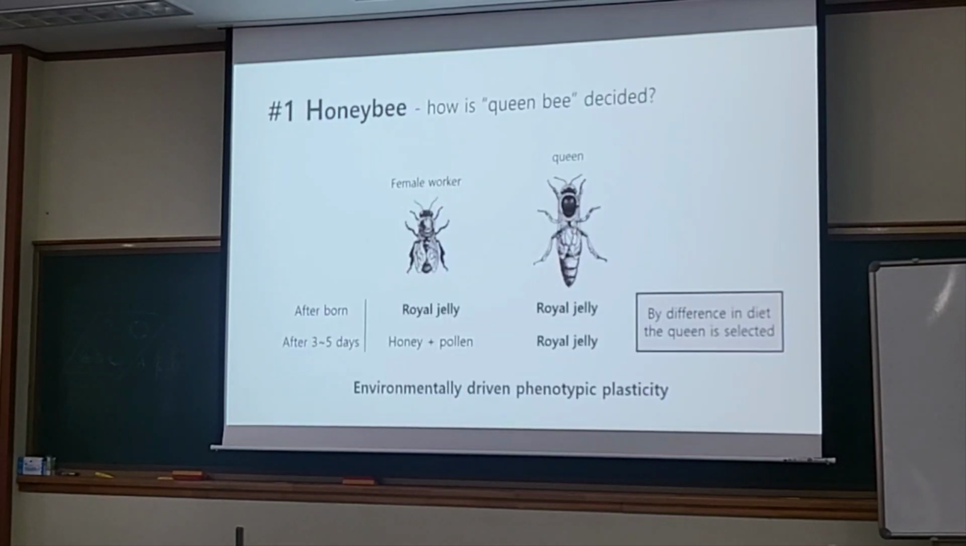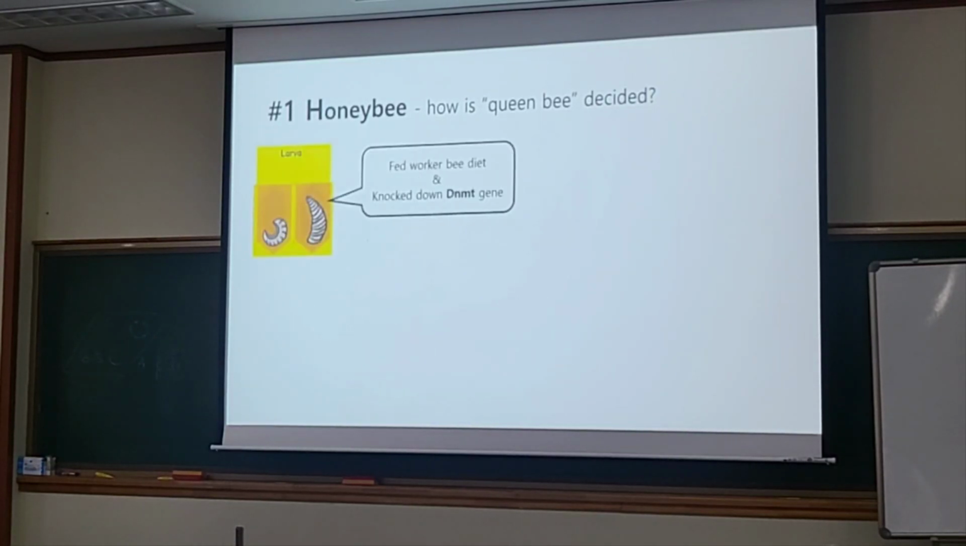Now let's look at the honeybees. As I said before, the difference in diet makes the change between queen bees and worker bees. And scientists say that honeybees are one of the most representative examples of environmentally driven phenotypic plasticity. There's an interesting experiment with this. Scientists first fed the larvae with worker bee diet, and also they knocked down the DNMT gene. DNMT is the enzyme that methylates DNA, so when the DNMT gene is knocked down, DNMT can't do its job.